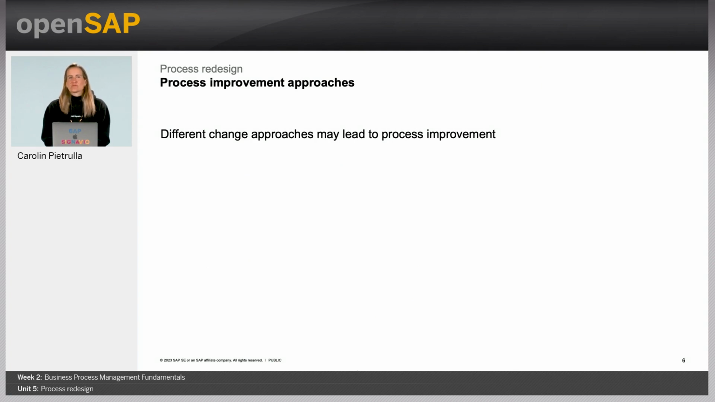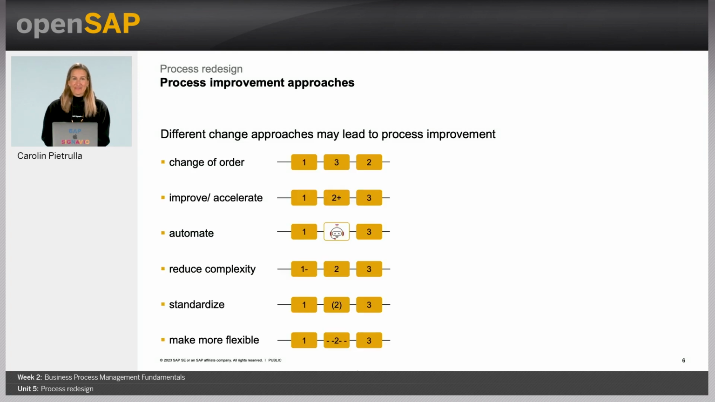Let's take a look at the different approaches of how a process can be changed. You will be surprised how many there are. One way to change a process is to change the order of the activities. We can do things faster, or we can automate process steps. Also, we can reduce complexity within a step, and we can standardize repetitive tasks. And sometimes it can even improve a process if we increase the level of flexibility.